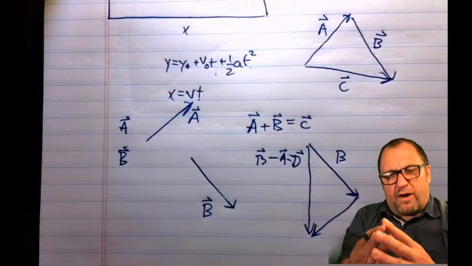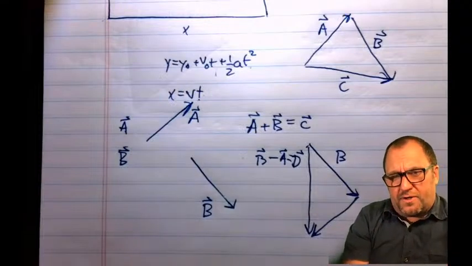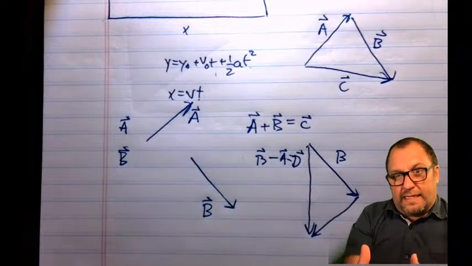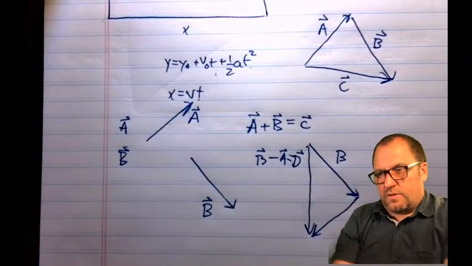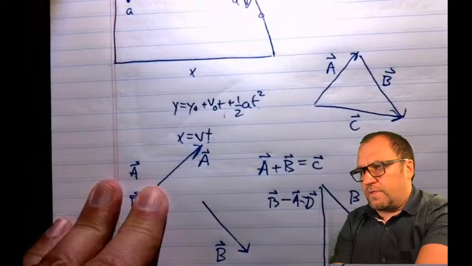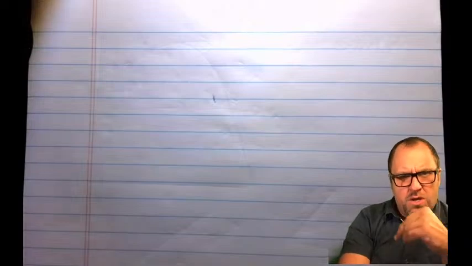Review vectors. How do you find the magnitude of a vector? How do you find the angle of a vector? How do you find its components? Review your vectors. How do we do vector addition? What if we had 3 vectors and we add them all together? How would we do that? Alright, moving on.